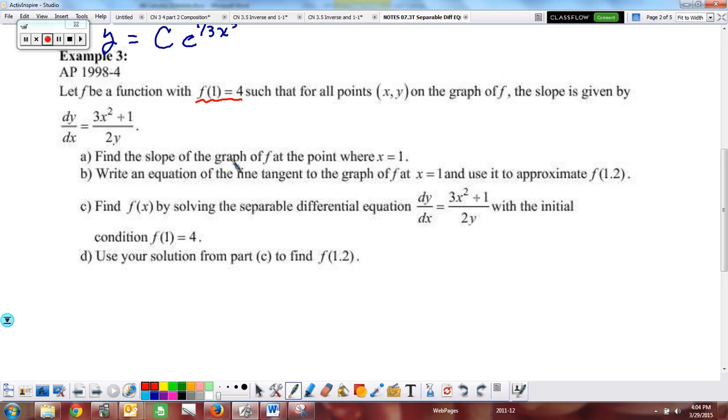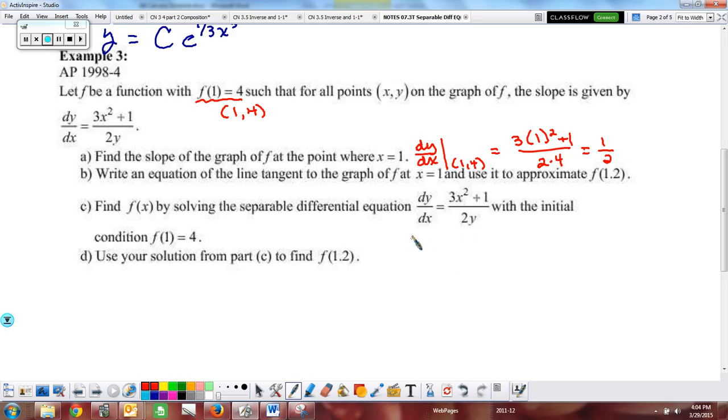First, we want to find the slope of the graph at the point where x equals 1. Now, because this is an implicit form, we know that we actually need the x and the y, but we will remember from up here that if f of 1 equals 4, they're basically telling me the point 1, 4. So the slope, dy dx, remember your notation, when evaluated at 1, 4, we simply have to show the work for that: 3 times 1 squared plus 1 over 2 times 4, which is going to give us 4 over 8, or 1/2. So that's fairly straightforward. All you had to do was recognize they gave you the point that you needed, and your slope was implicit, so you need to plug in both your x and your y.